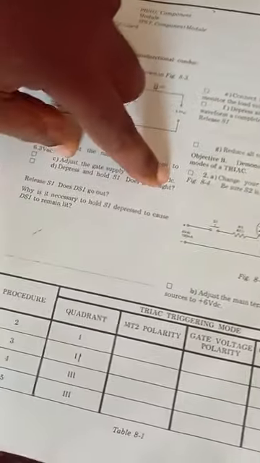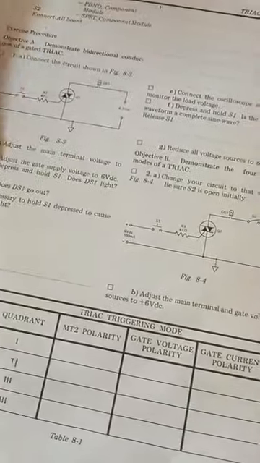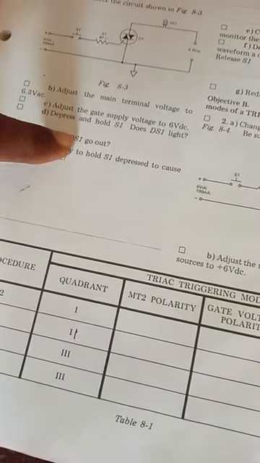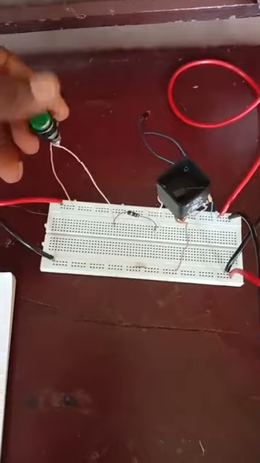That's what it says: depress and hold switch 1. Does DS1 light? Does the miniature lamp light? Yes. So release S1. Does DS1 go out? That is our miniature lamp. Does it go out? And you can see that it goes out. When you press on, it lights; when you release, it goes out.